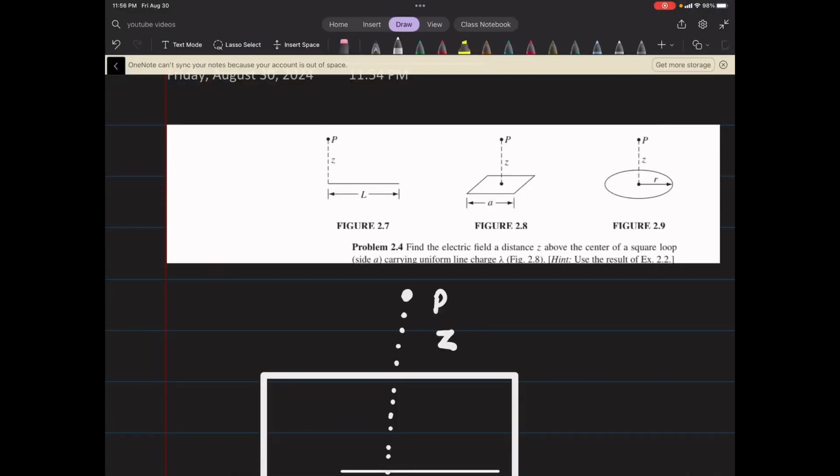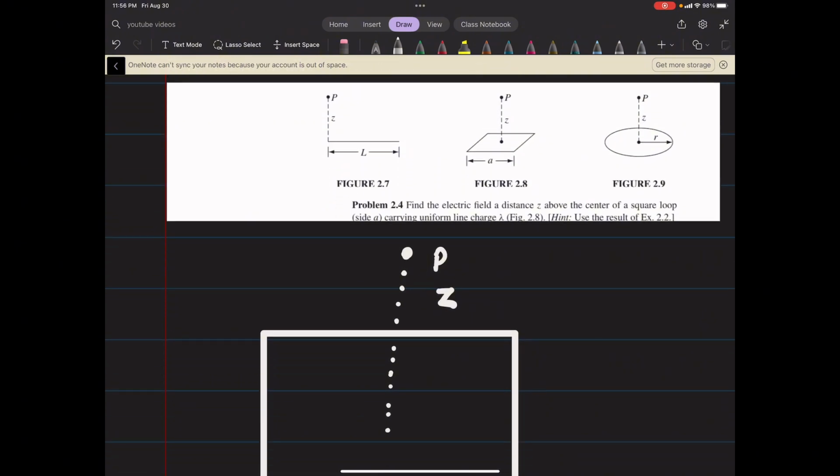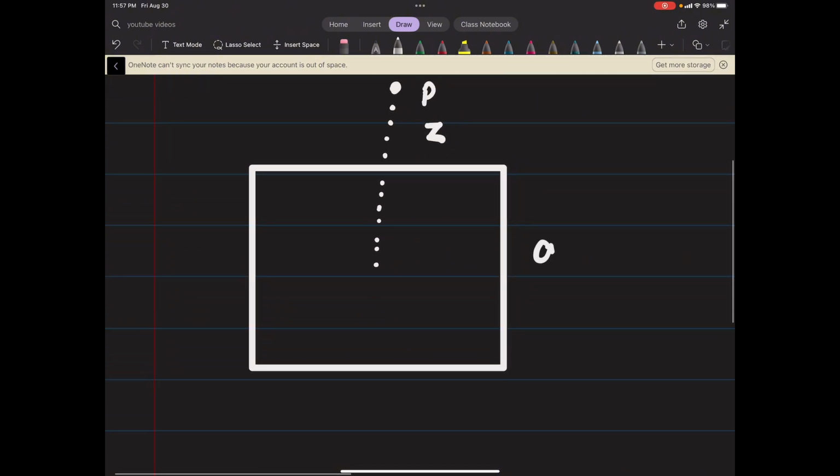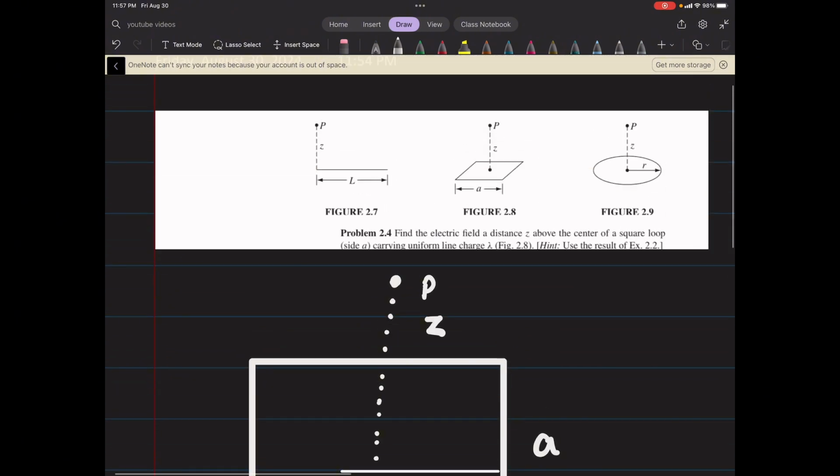Okay, so this is problem 2.4 out of Griffiths' Electrodynamics. In this case, we have a square loop that carries, I should say, uniform line charge lambda. It's a square of side a. And we want to find the electric field a distance z above it.